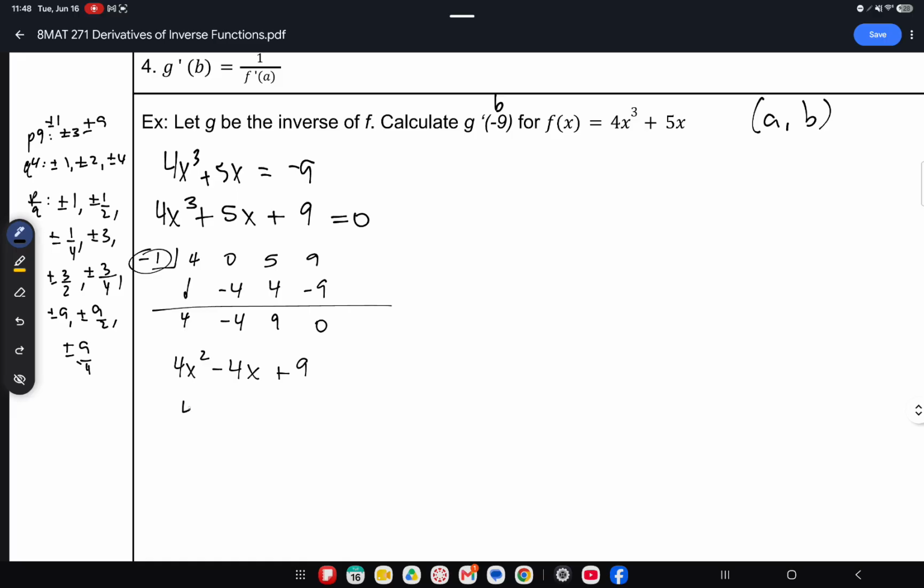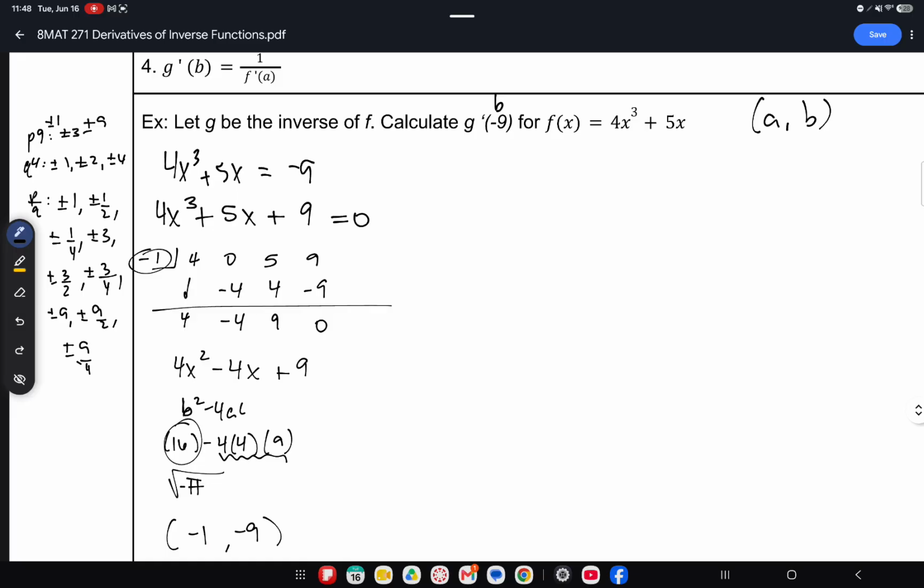I can check my discriminant, b squared minus 4ac, and I see that 4ac is going to be larger than b squared. So I'm going to have the square root of a negative number, which means no real solutions. So I only need that one. We know the y value is -9, so the a value is -1.